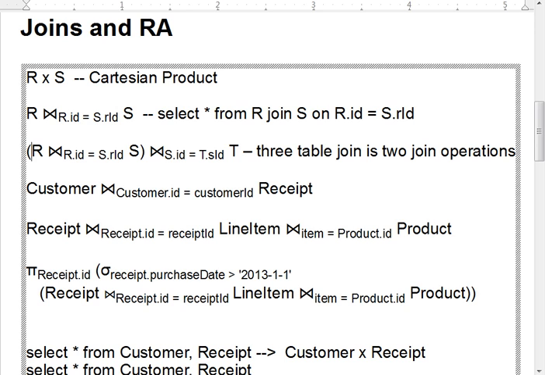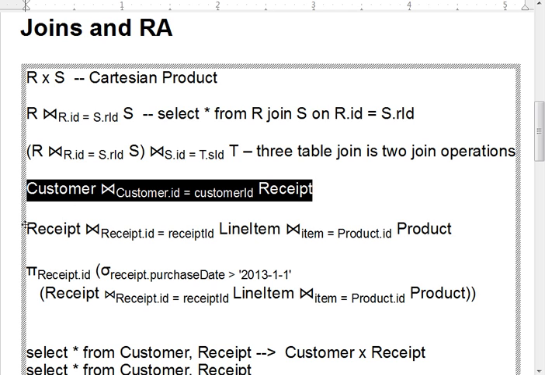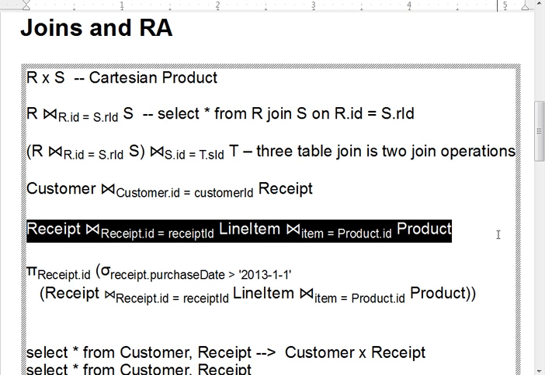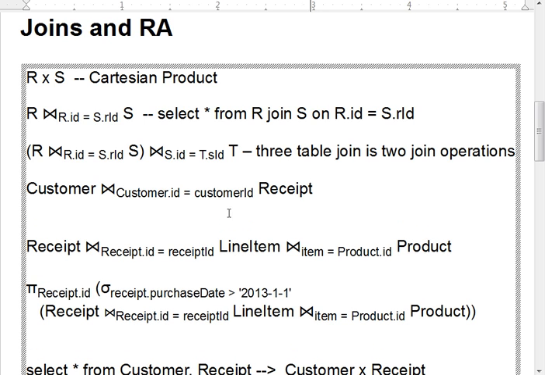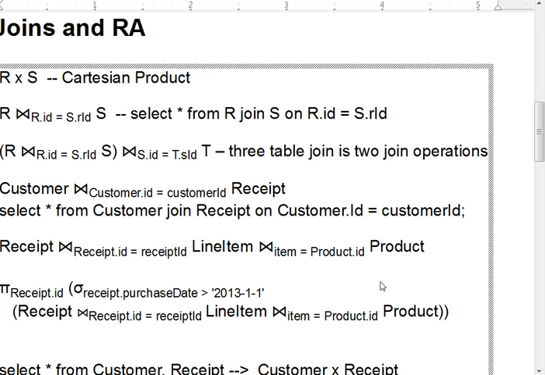Now, question one here, just to be sure it's clear and to get in practice for what will be a recurring theme, please write the select statements that are the SQL equivalent of these join operations. This one here and that one there. And what you should have come up with for that is select star from customer join receipt on customer.id equals customer ID.